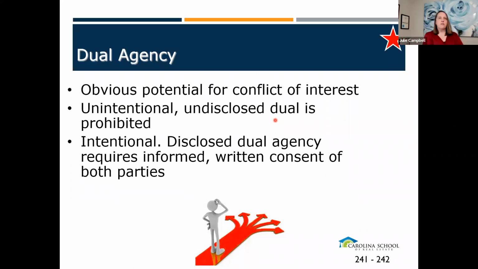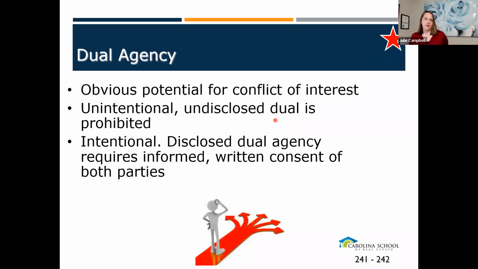I think we can all agree that there is a definite possibility for a conflict of interest in a dual agency situation. Yes, we're serving two kings. I mean, we're expecting to provide the exact same services and duties to two parties. So there's a clear conflict of interest. In order to have dual agency, it needs to be intentionally created with informed written consent of both parties.